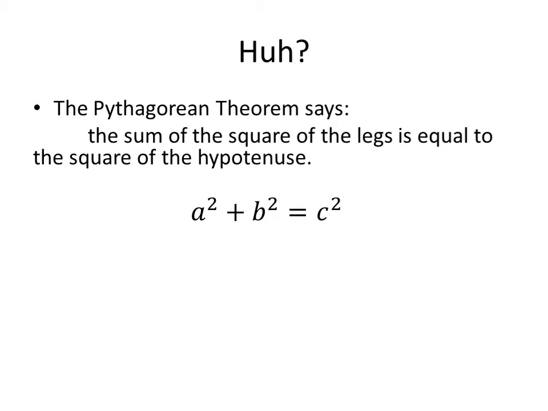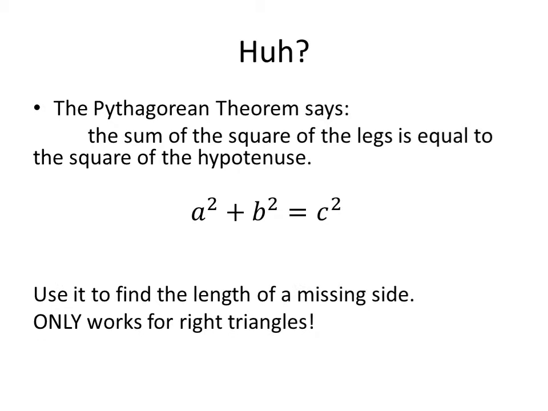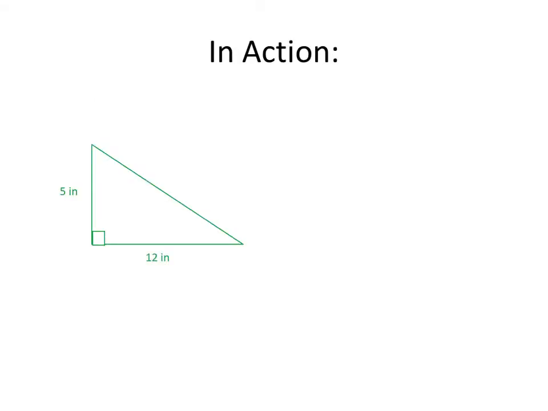This is one you really just need to memorize. Okay? We're going to use this in order to find our missing sides or to see if it's going to be a right triangle. Okay? Your Pythagorean theorem only works for right triangles. And for the other triangles, A squared plus B squared does not equal C squared. Okay, so let's see this in action.